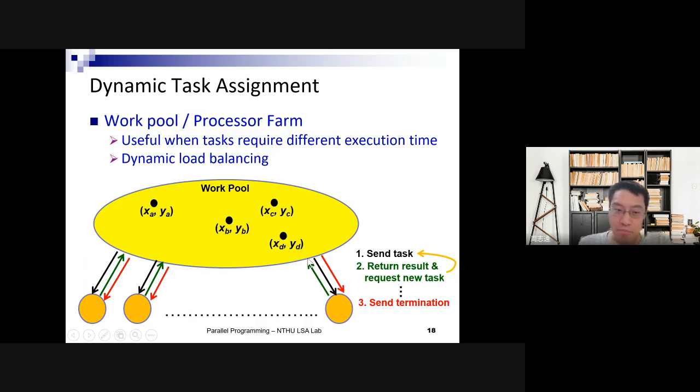Okay. But the one tricky point you have to pay attention to is how to determine when to terminate the master process and the worker processes. Okay. And the termination condition, as you can see over here, should be, of course, when the tasks are all computed. So when the work pool becomes empty, that means you could terminate the worker and the slave processes. Okay, the worker and the master process.